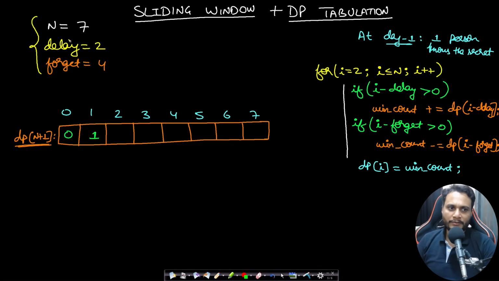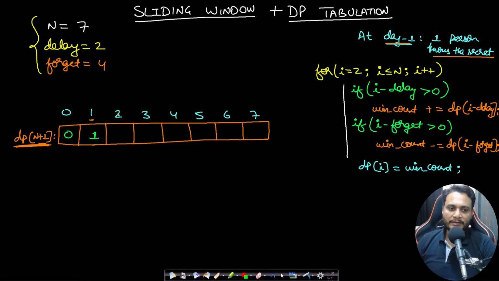Let's take an example of n equals 7, delay 2 and forget 4. Now in this case, if I have to take all possible days, then the possible days will range from 0 to 7, which is of n plus 1 size. So I have defined a DP table, pre-initialized all the cells with 0. I am not writing the values, but they are all zeros. Now DP at 1 will be written as 1. This means that at day 1, one person will be knowing about the secret. That is for sure.